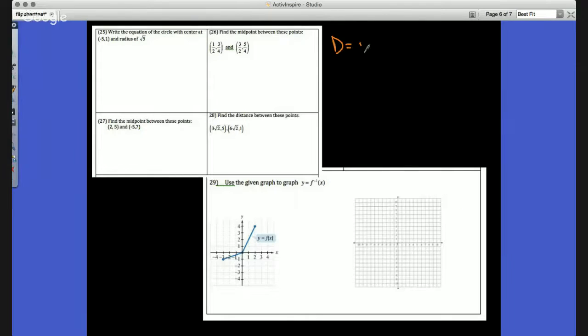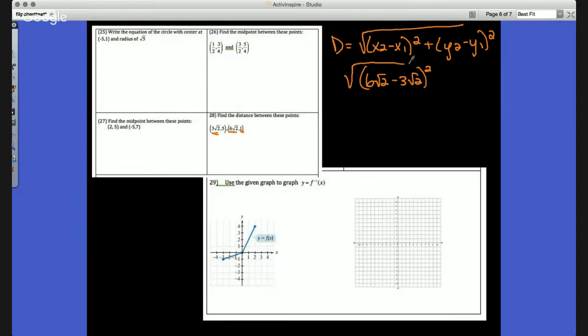Distance is equal to the square root of x2 minus x1 squared plus y2 minus y1 squared. We can make x2 either way, just make sure we're consistent. So we'll say 6 square root of 2 minus 3 square root of 2. Let's take it step by step. Then we'll square it. I'm going to take this one a little slower here. Since this was x2, this is y2 here. So 1 minus 5. We'll square that. All right, so we got our distance.